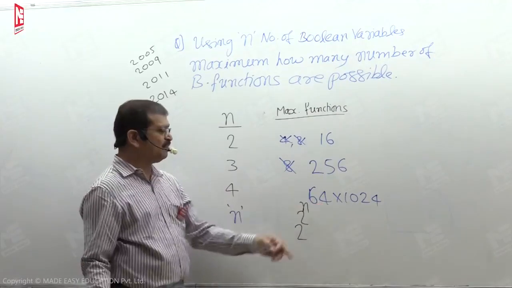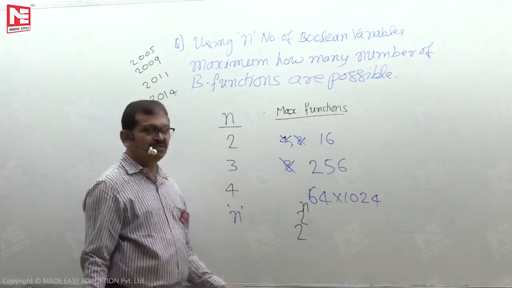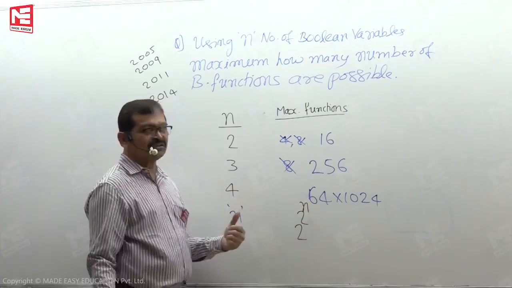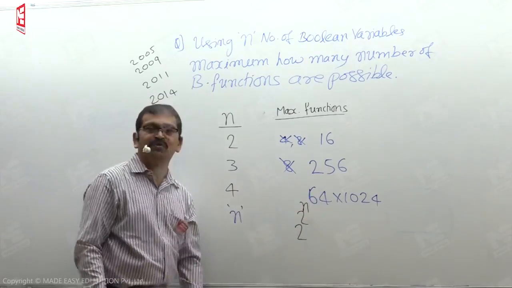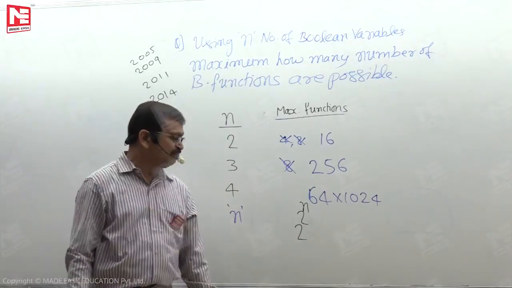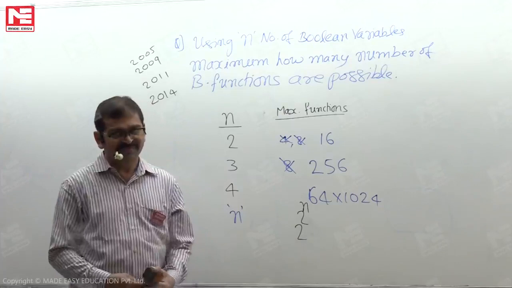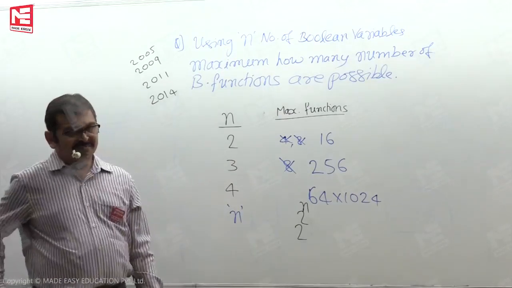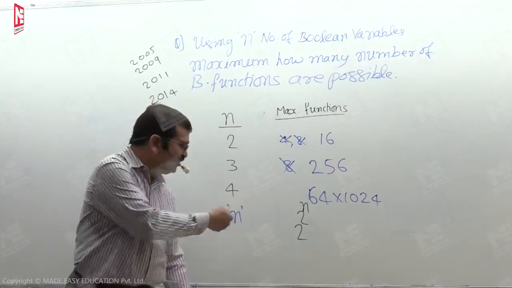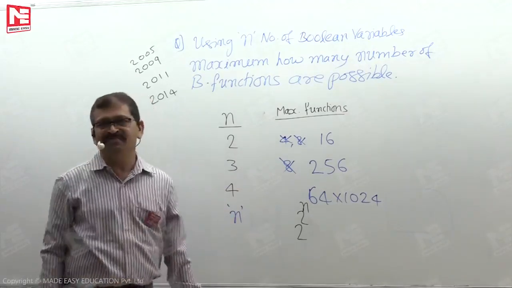In this case, 2 to the power of 4 is 16. So 2 to the power of 16, hence it is coming 64 into 1024. So it is a formula which is possible. Okay, if this is a question in the written exam, with this formula you can give the answer.